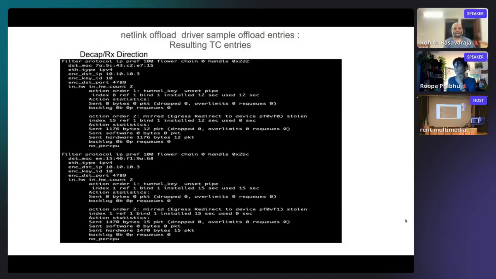And the corresponding decap rule for this, for example a packet from the remote end coming to one of the local MACs, looks like this. We are matching on the tunnel IP, which is 10.10.10.3, our local IP, the destination VXLAN port, and also the overlay MAC. If all these match, we do the tunnel unset here, and you can see that the in_hw flag is set, which indicates it has been offloaded into the ConnectX. Then we do a tunnel decapsulation, and after that we forward it to one of our local interfaces, which is PF0 VF0 here.